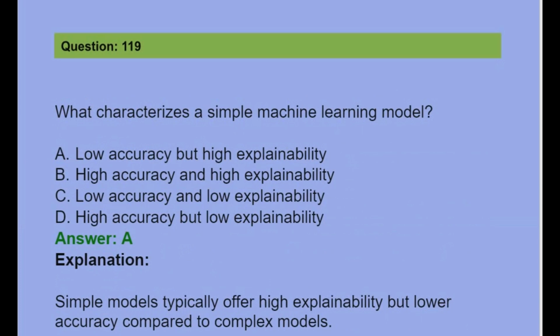Question is, what characterizes a simple machine learning model? Option A, low accuracy but high explainability. Option B, high accuracy and high explainability. Option C, low accuracy and low explainability. Option D, high accuracy but low explainability. Correct answer is option A.